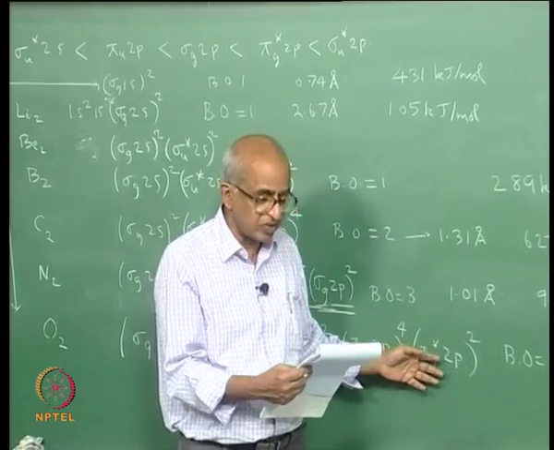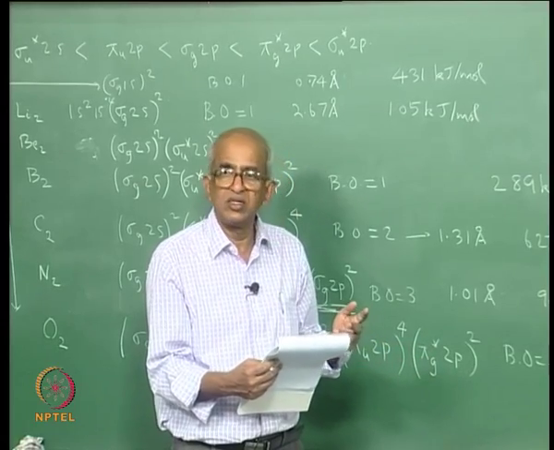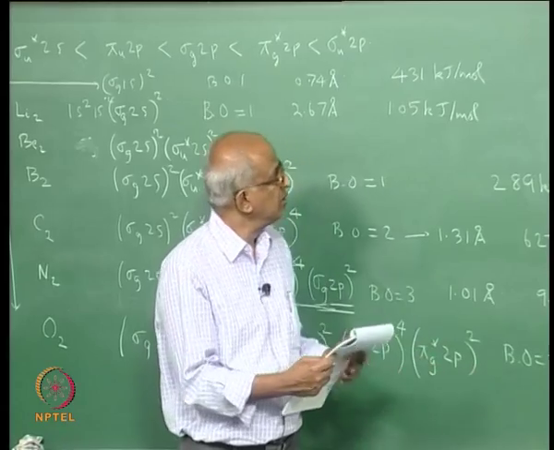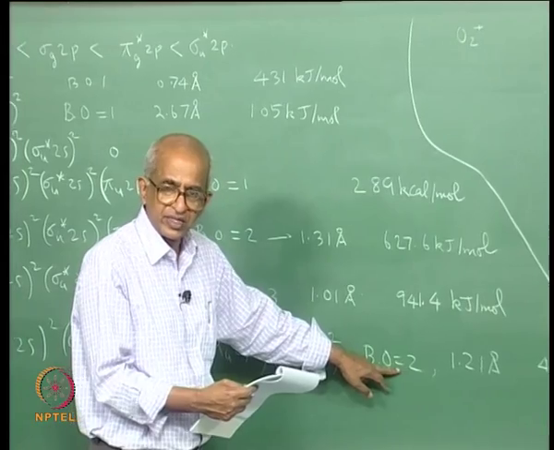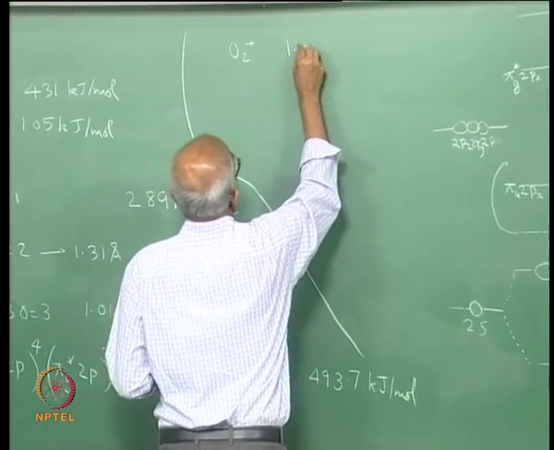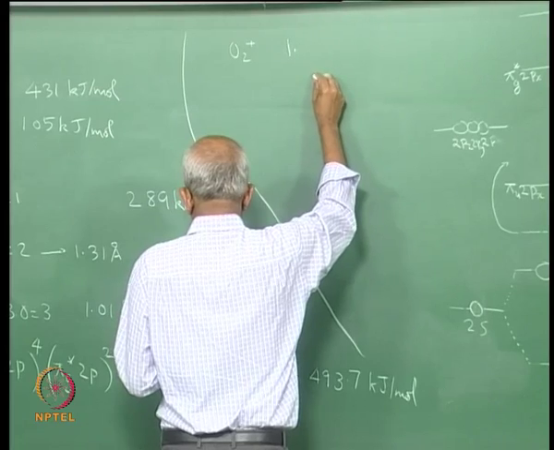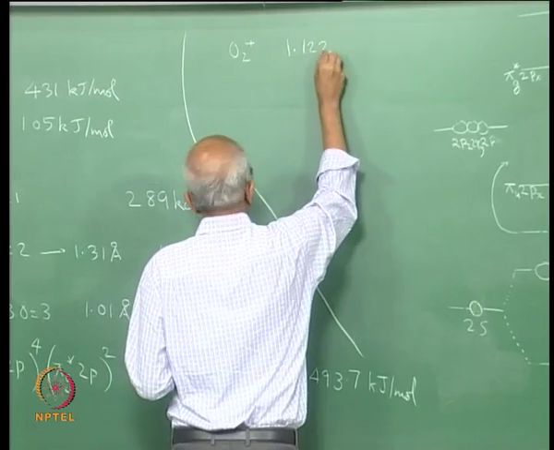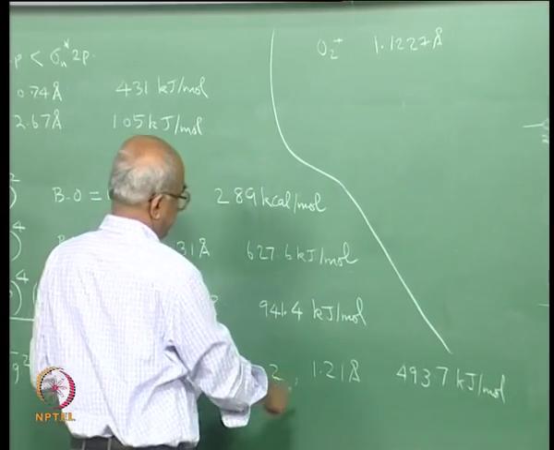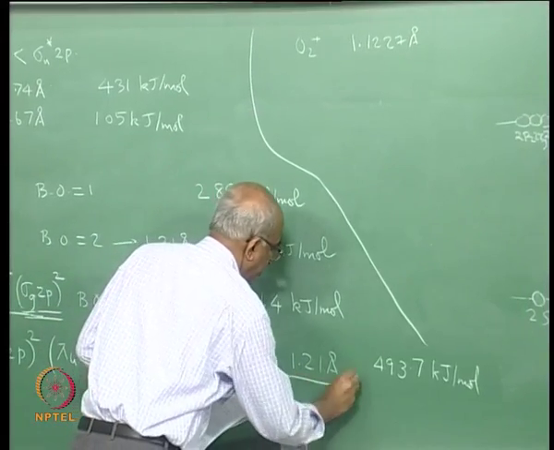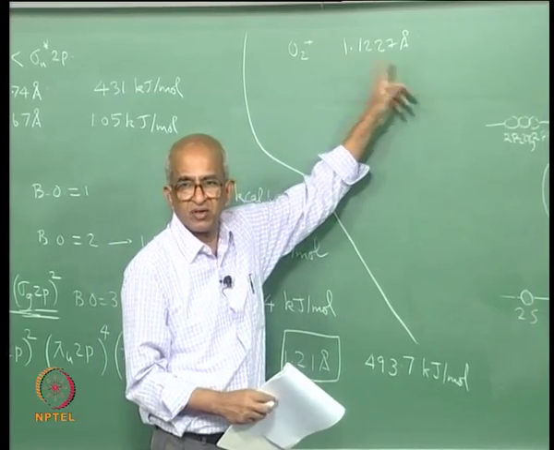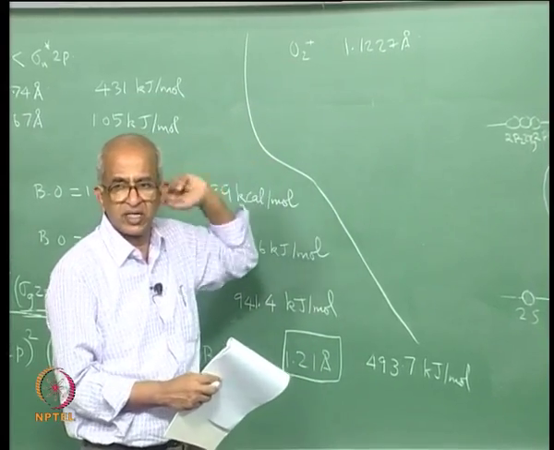If you calculate the bond order, you will find that it is 2.5. So, instead of 2 for oxygen, it will become 2.5, and as a result, if you are able to measure the bond length, you will find that the bond length is 1.227 angstroms. Oxygen molecule itself has a higher bond length, it is 1.21 in the case of oxygen molecule, while in O2 plus the bond length is shorter, because the bond order has increased.